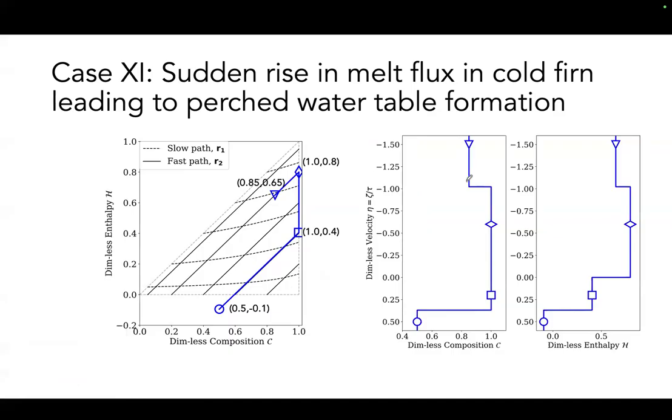So again, the solution, as you have already seen, is from the left state L. You first have a contact, a rising perched water table S1 star, and then you go to a saturated region where C equals 1. In the fully saturated region, the dimensionless composition is 1. This is your first intermediate state, I1, this one.